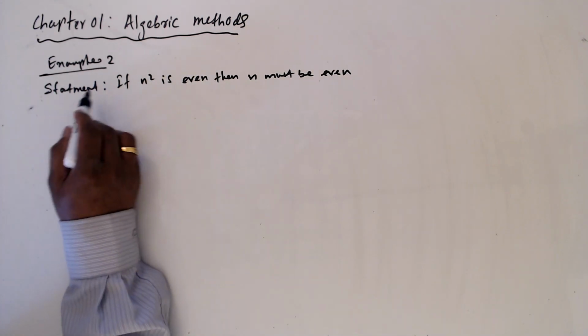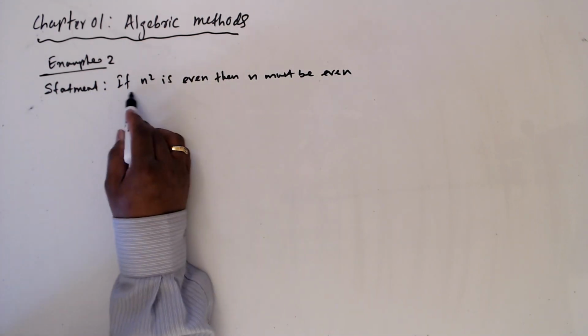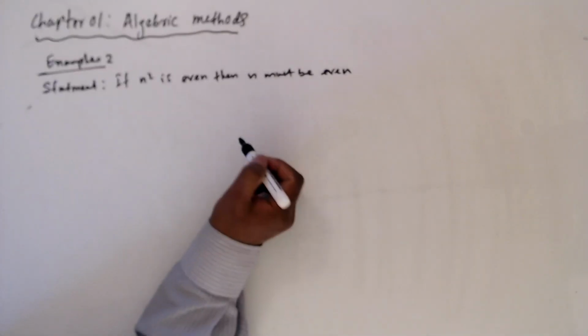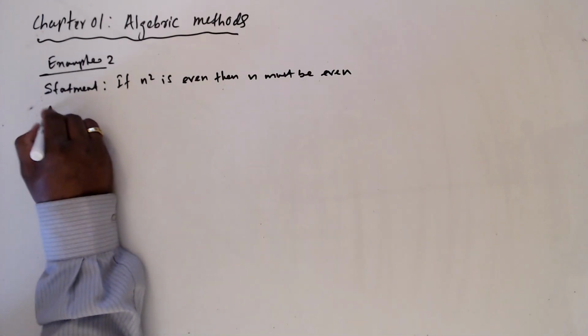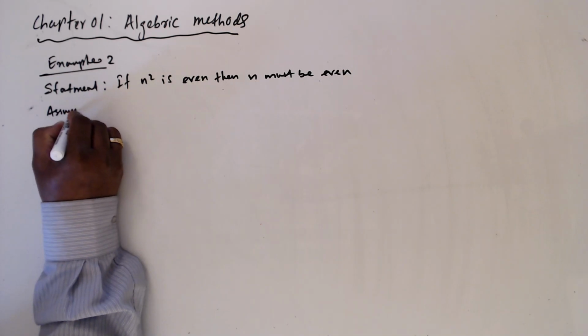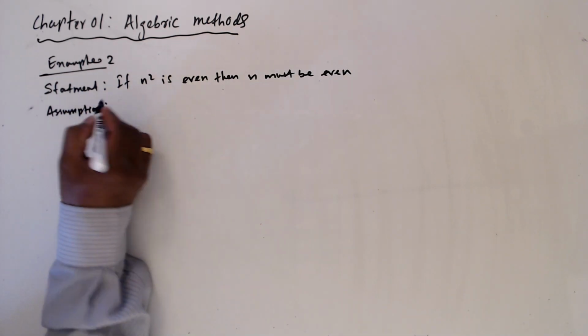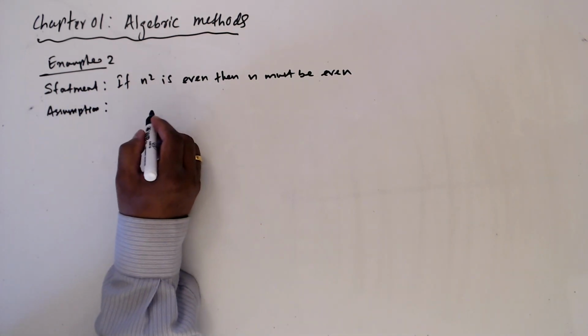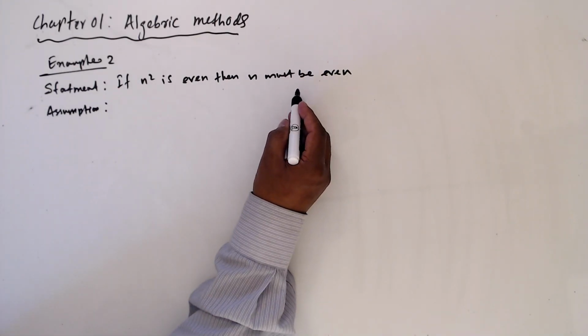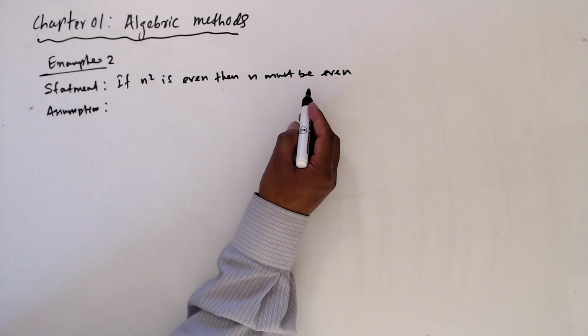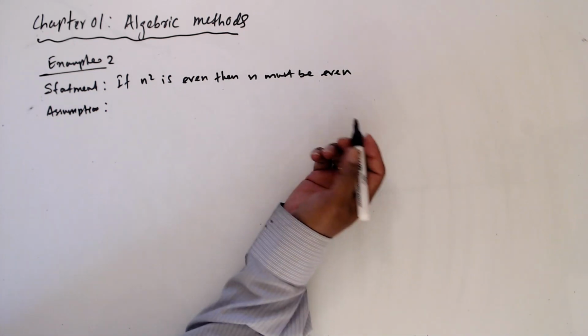Example number 2. Statement: if n square is even, then n must be even. So the assumption: you want to give the negation. If n square is even, then n is not even. So n is odd.